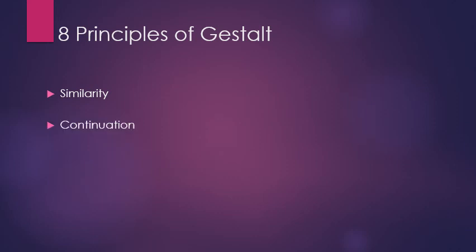The next one was continuation, where your eye will follow the easiest path. Closure, your brain can fill in the missing pieces on a visual to complete the shape, like we had that panda bear. Proximity, the way things are arranged in relative location to the other things on the page, forms natural groupings and associations.